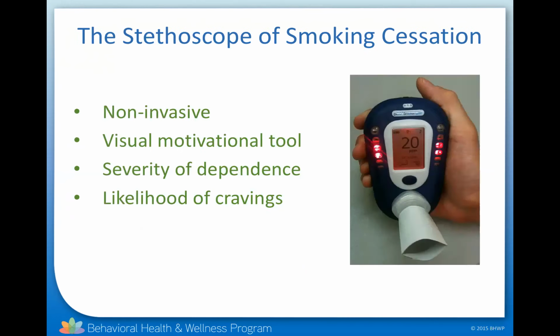A carbon monoxide monitor, or the stethoscope of smoking cessation, could be another useful tool. Essentially, this monitors the level of carbon monoxide in a person's blood, and so you can see their body cleansing itself over a short period of time. It's non-invasive, it's a visual motivational tool, so people can actually see their measures and start to learn about the severity of their dependency as well.